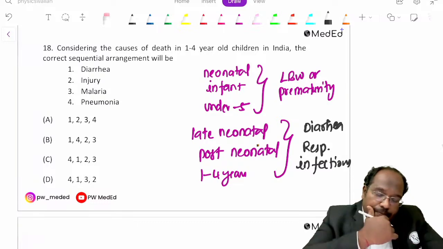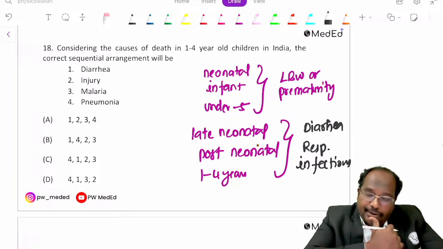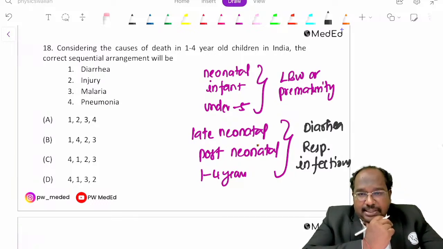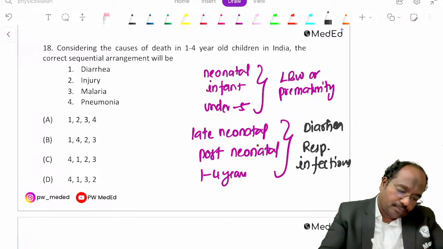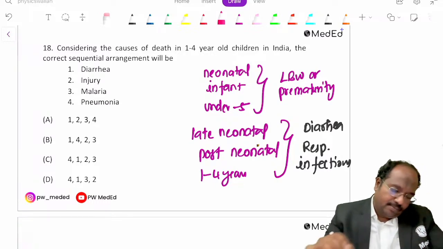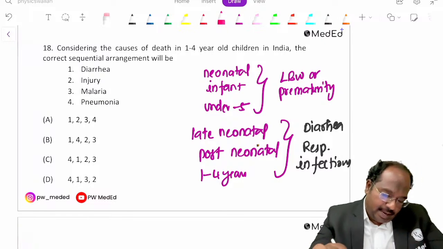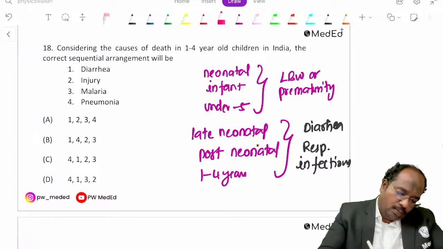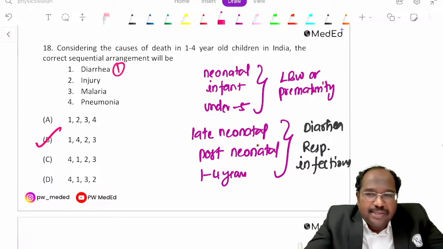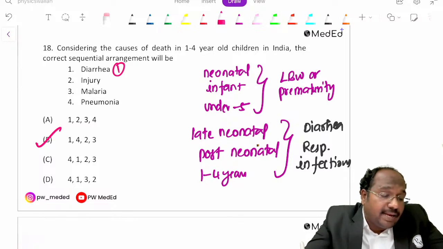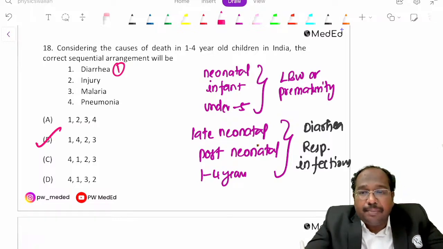So for late neonatal, post neonatal, and 1 to 4 years, it is diarrhea followed by pneumonia. So what is the answer here? First is diarrhea. Diarrhea, pneumonia, then nowadays injury has increased, followed by malaria, guys. First is diarrhea. Diarrhea comes first, not pneumonia.